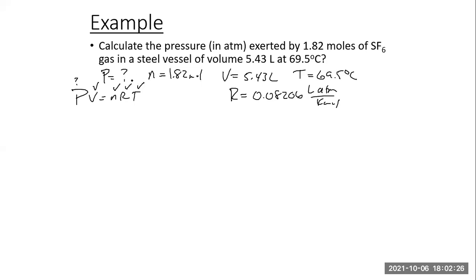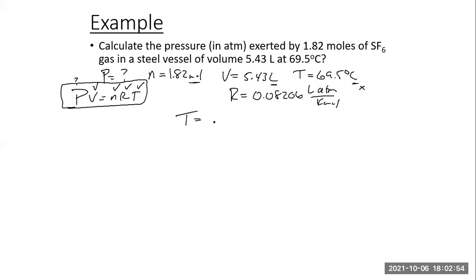Remember that when we use the ideal gas law, units are really important. So obviously we're solving for pressure, so we don't have to worry too much about that. Volume needs to be in liters, which it looks like it is. Moles should be in moles, which it is. R is the gas constant, so it doesn't change. Temperature should be in Kelvin, which it is not. So we do have to do a conversion here to convert our temperature into Kelvin.